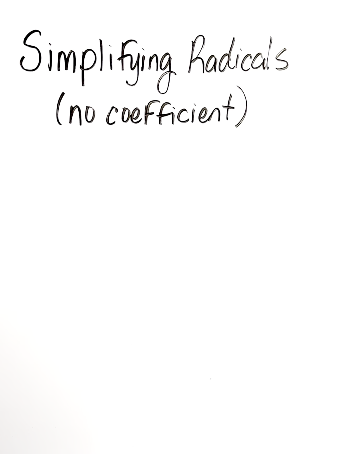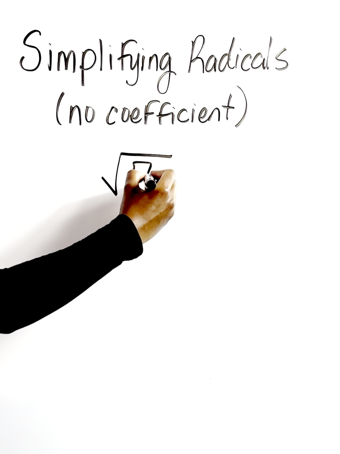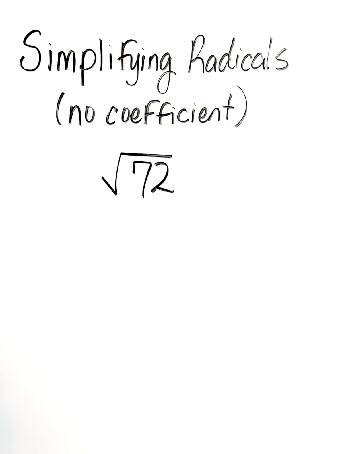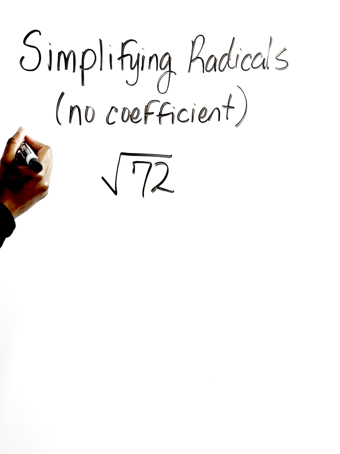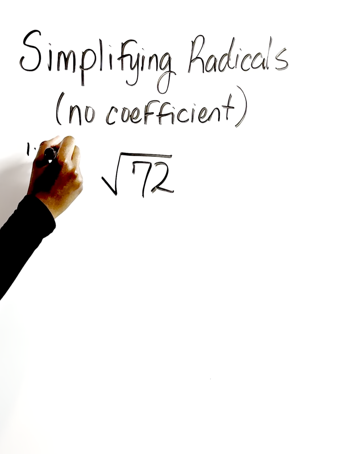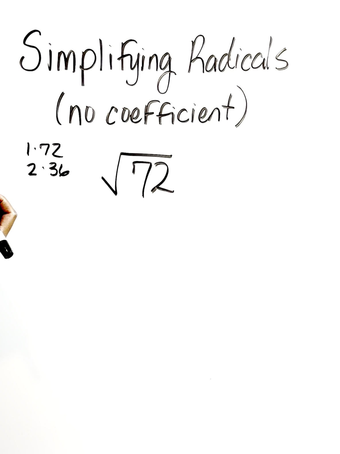We're going to go ahead and take a look at example 1B, where we have the square root of 72. So of course, what are we going to do? We're going to KISS it. We're going to keep it super simple. So if we go ahead and list our factors, we have 1 times 72. We have 2 times 36. We have, does 3 go into that?